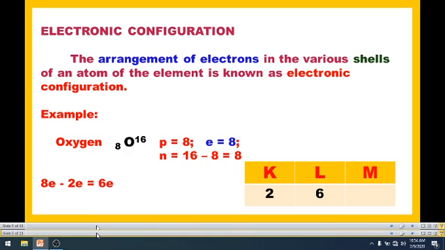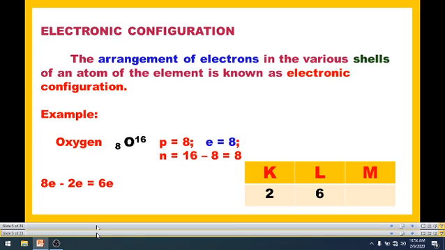We already studied that electrons revolve around the nucleus, and we also know that the maximum capacity of each shell can be calculated with the formula 2n squared. What is the maximum accommodation of the K shell? 2. The L shell can hold 8 electrons, M can hold 18 electrons and N can hold 32 electrons, and so on. Now we will see how to arrange the electrons in the shells.